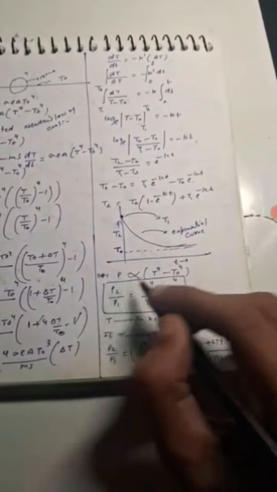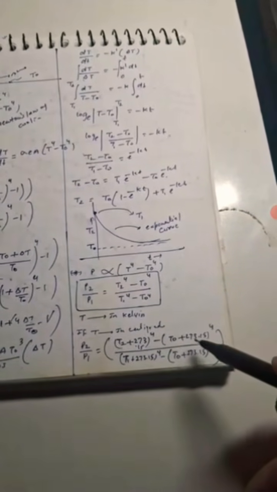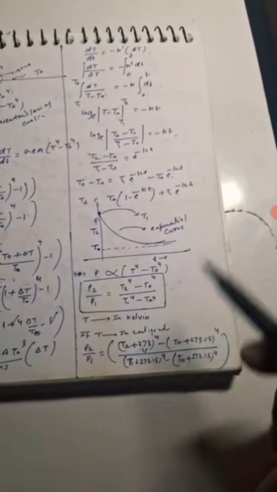Now we can say that power is proportional to T^4 minus T naught^4. So if the temperature of the body changes, we can compare the two powers as P2 by P1 is (T2^4 minus T naught^4) by (T1^4 minus T naught^4). Here T should be in Kelvin. If it is in centigrade, add 273.15 to convert that into Kelvin.